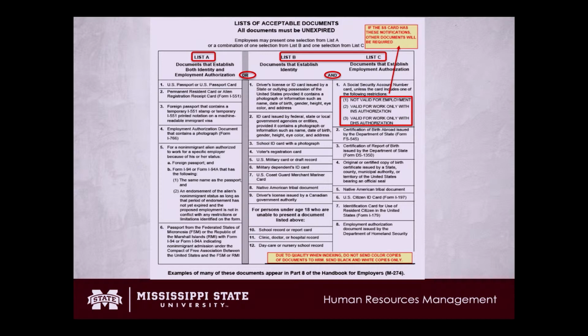Also, another tip, if they do use a document from list C and it's the Social Security card, be sure that the notifications that are in red there are not on the card. If it says not valid for employment, valid for work only with INS authorization, valid for work only with DHS authorization, that's not a valid Social Security card that we can accept as an identifying document from list C.